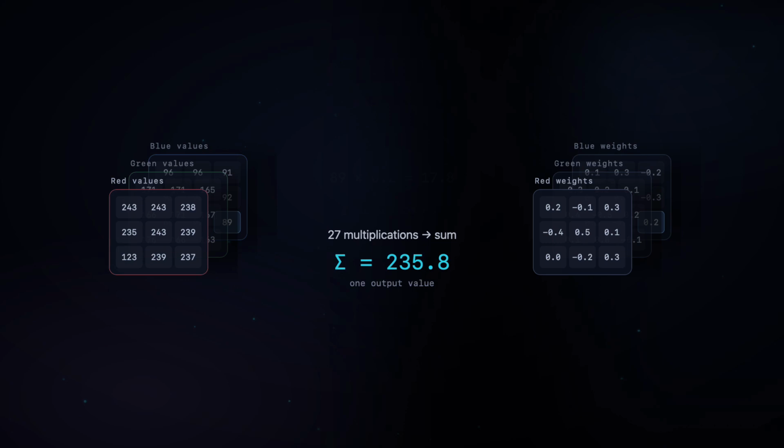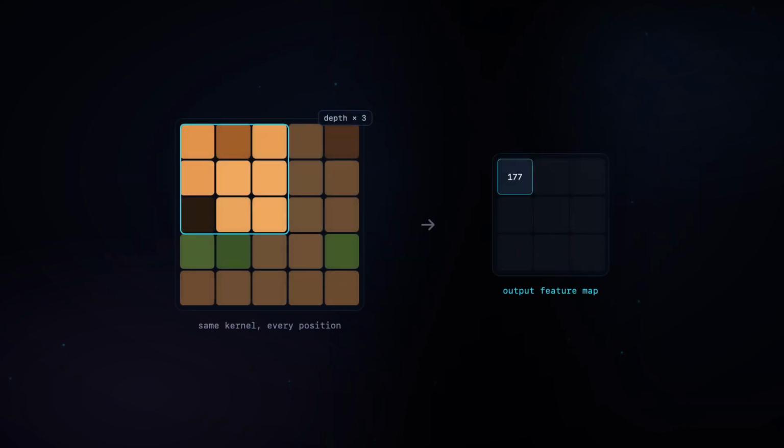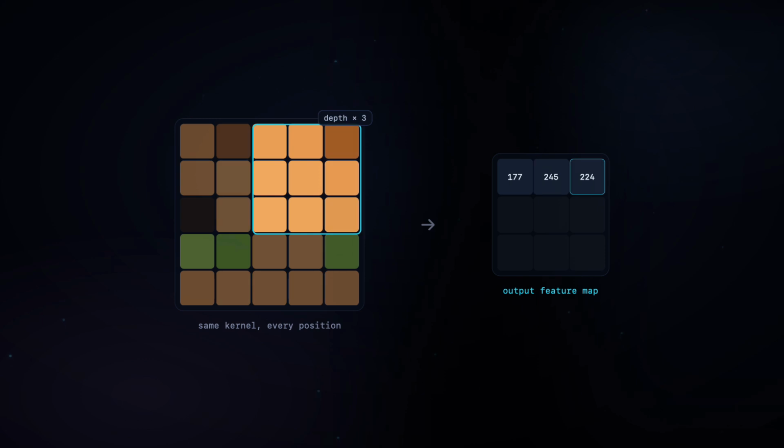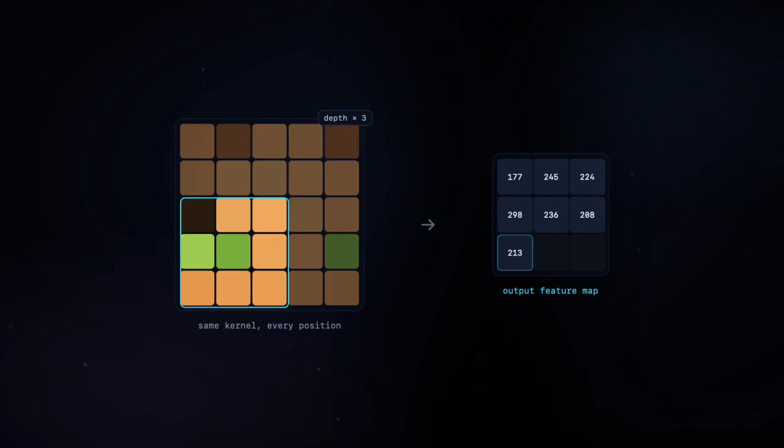This single number represents how strongly the image patch matches the pattern stored inside the kernel. A larger value means a stronger match. A smaller value means the pattern is less likely to be present. But we've only analyzed one tiny patch of the image. The network still needs to examine every other location. So next, this exact same kernel slides across the image, repeating the same calculation again and again, building up an entire feature map.